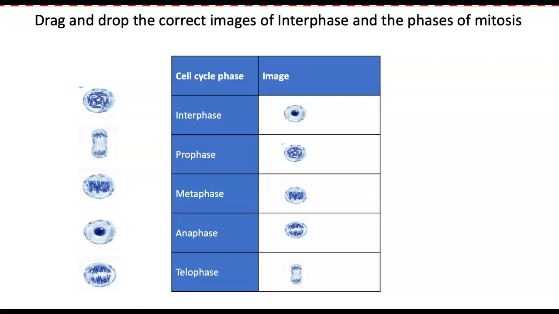In order to identify cells in the various phases of the cell cycle, students need to understand what is happening to the chromosomes during the cell cycle. For instance, notice in metaphase that the chromosomes are lining up across the middle of the cell.